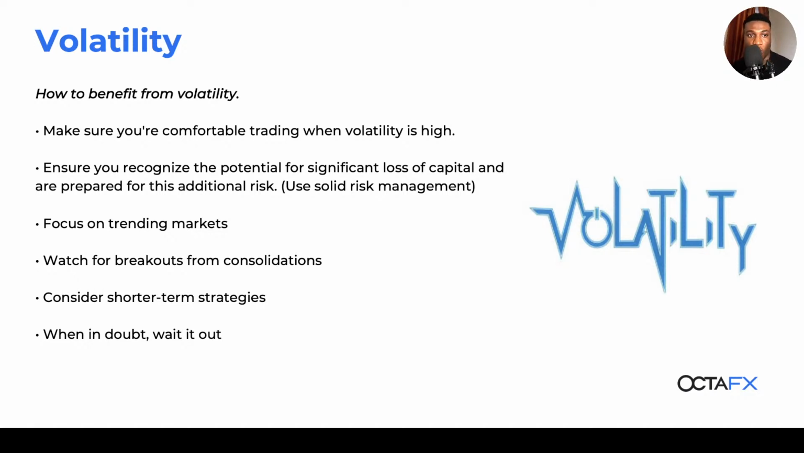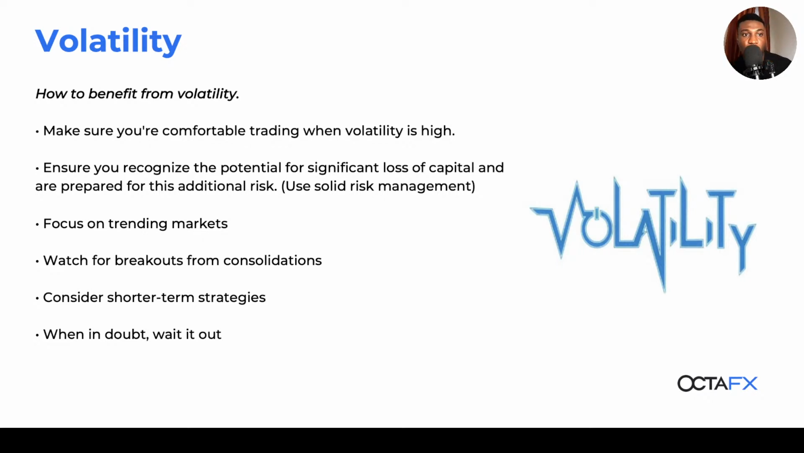Another way to benefit from volatility is to consider short-term strategies, right? Most especially when news is being released. If you're not really sure of the direction, you don't want to look at the long term when the market is volatile and hasn't revealed its real or continuous direction or reversal direction.